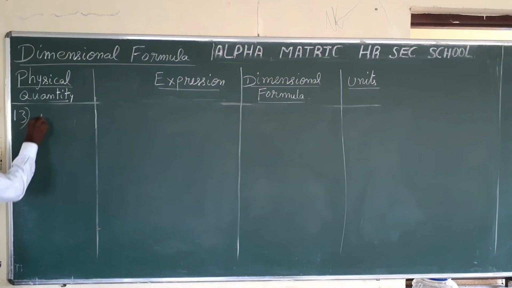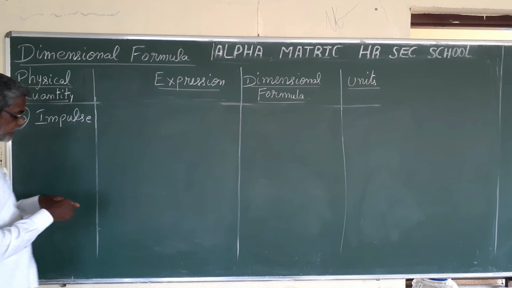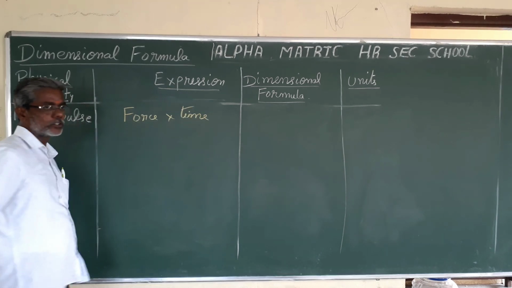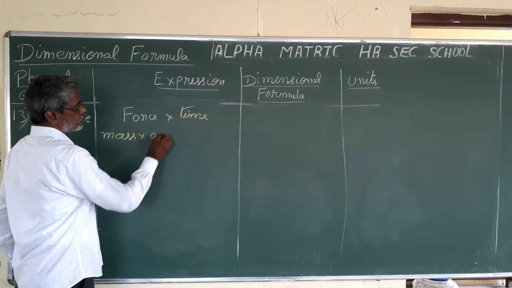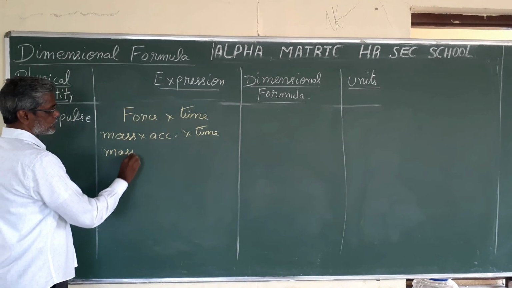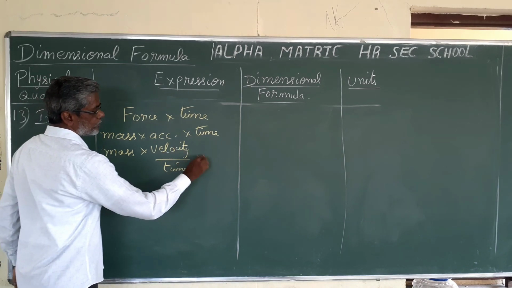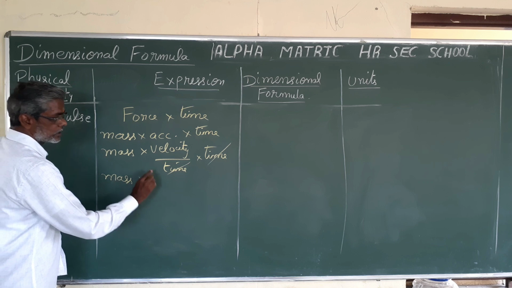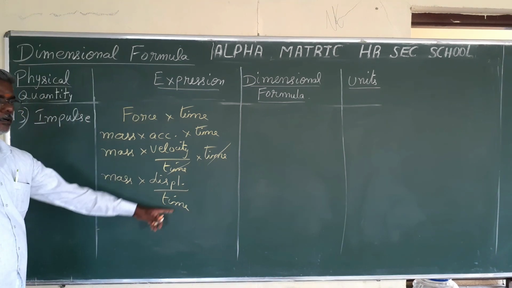Next we will see impulse. The formula for impulse is force into time. What is the formula for force? Mass into acceleration, into time. So mass into acceleration, which is velocity by time, into time. So time cancels. So mass into velocity, and the formula for velocity is displacement by time.